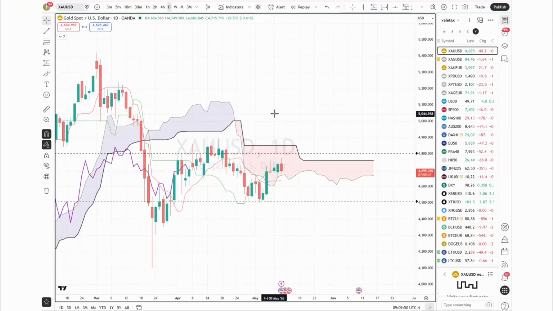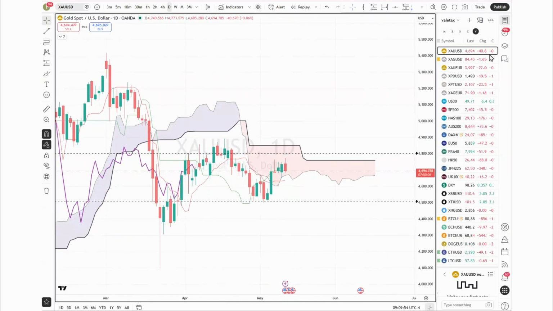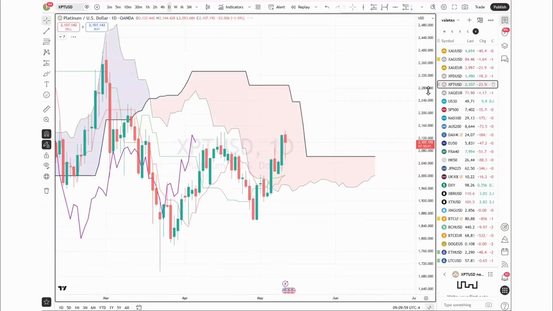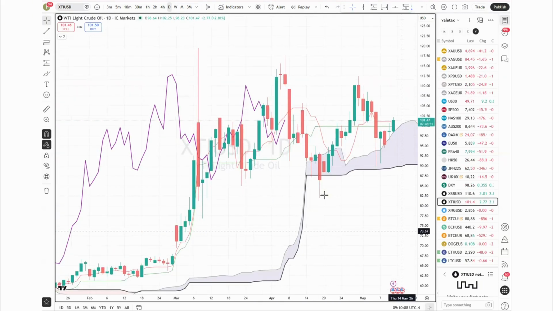Yes. So that explains that one. Let's look at XTI, XPT, I think. Crude oil. Let's look at crude oil here.